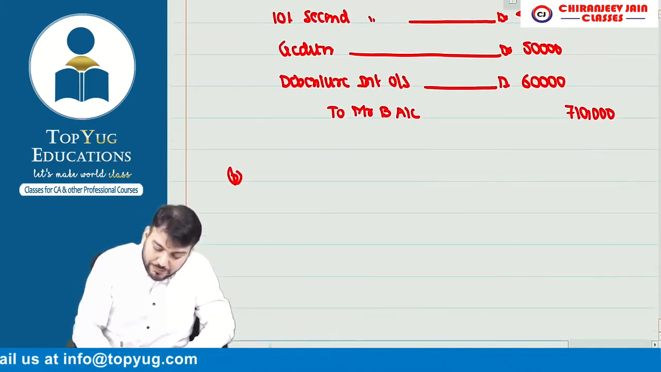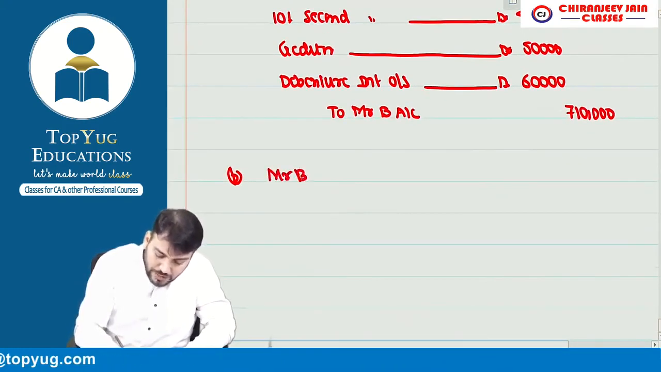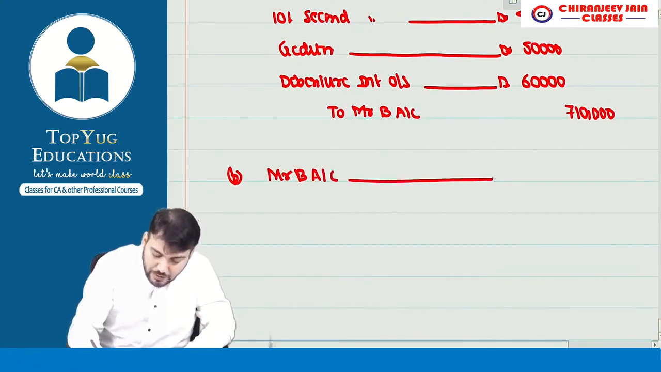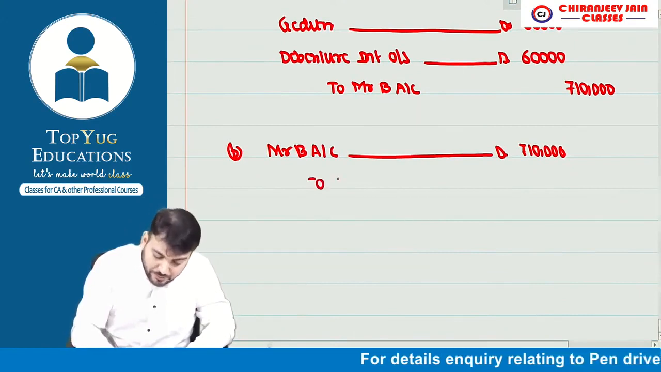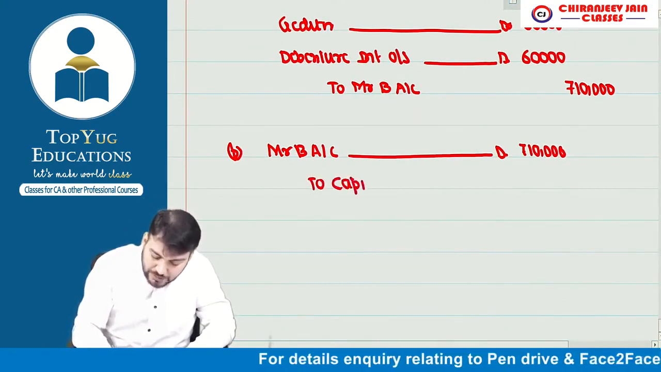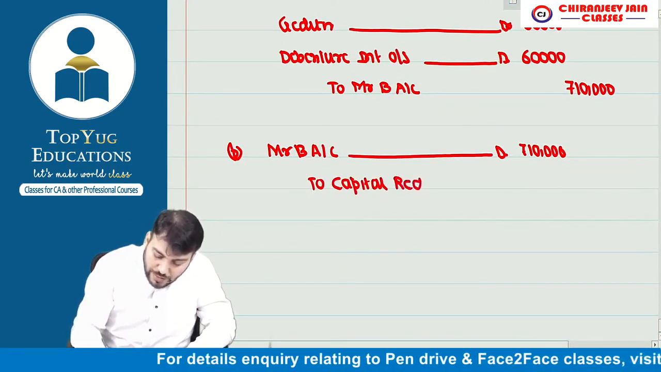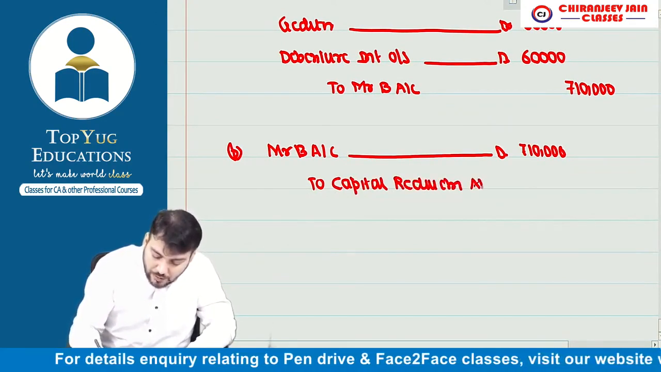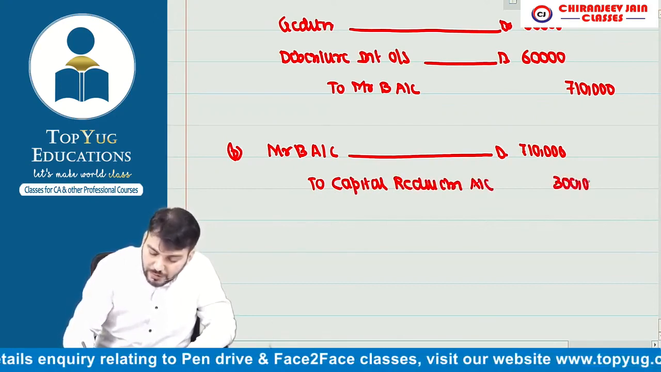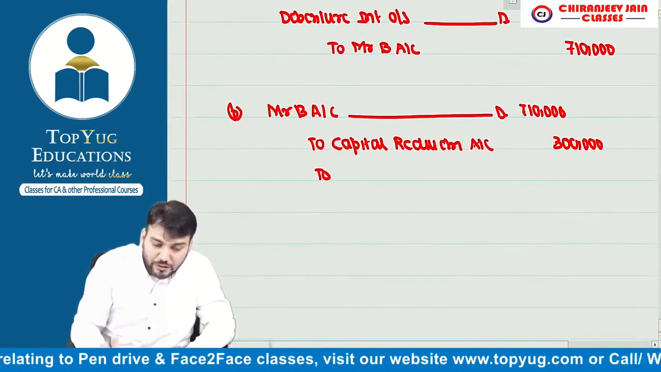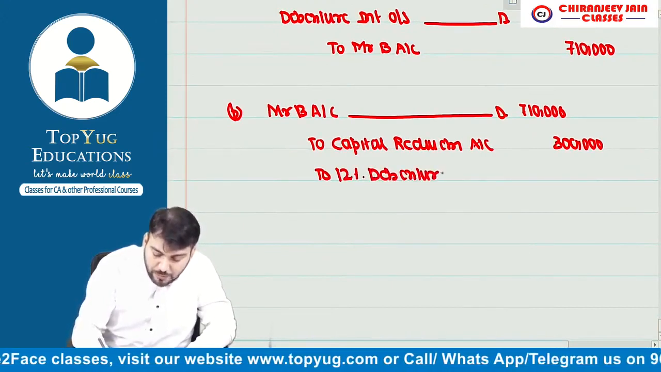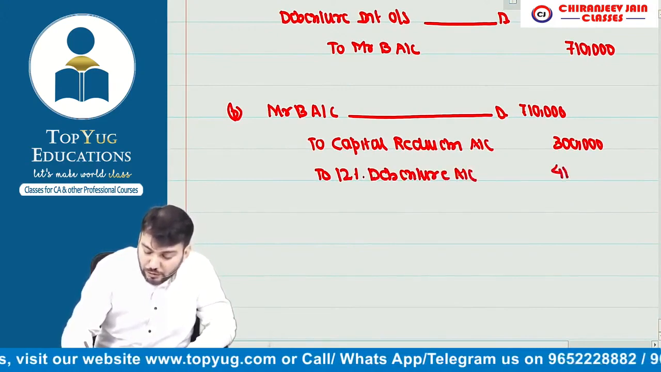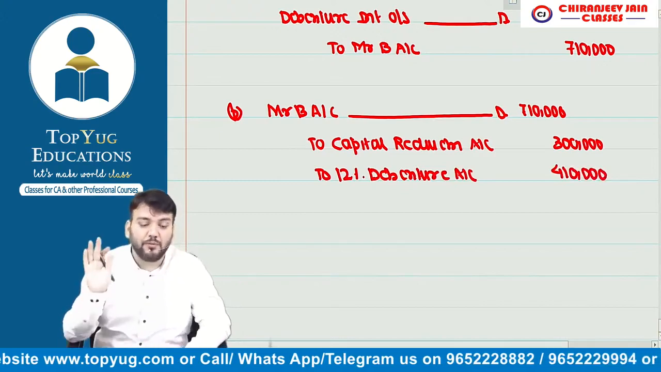फिर लिखेंगे point number B. Mr. B account कितना कैंसिल किया? How much कैंसिल बताओ. तो cancel will be transferred to capital reduction account and they have cancelled 3 lakh. तो to capital reduction account 3 lakh. And for the balance what has been issued? 12% debenture account 4 lakh 10,000. तो new debenture will come in the balance sheet. Be careful. ये समझ में आया.